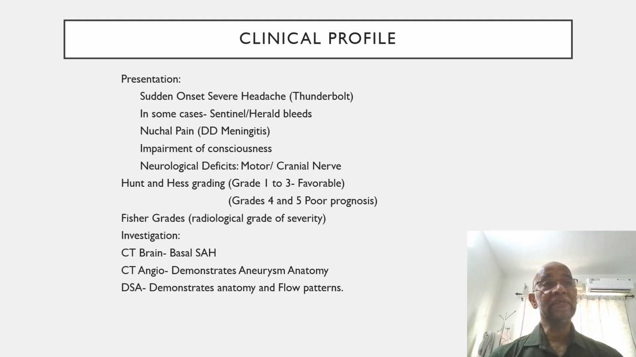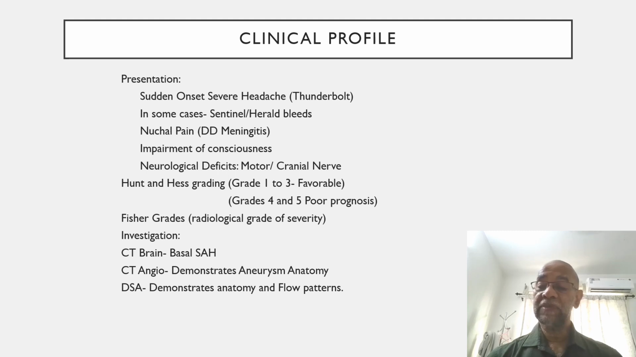The clinical severity of aneurysm bleeds is graded by the Hunt and Hess grading. Grade 1 to 3 are favorable, and grade 4 and grade 5 have poor prognosis. Fisher grades are a radiological grade of severity.